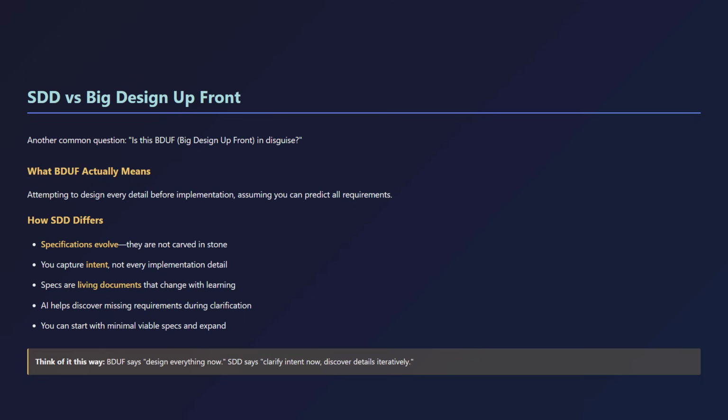Think of it this way. BDUF says, design everything now and get it perfect before coding. SDD says, clarify intent now. Discover implementation details iteratively.